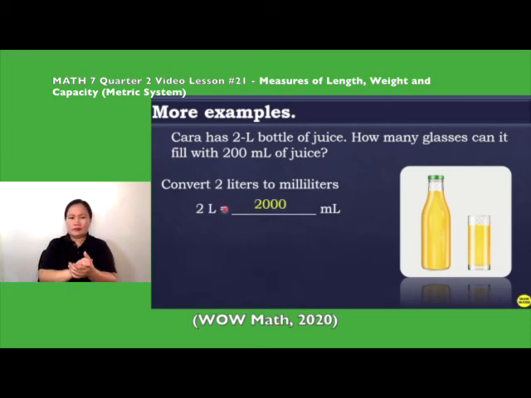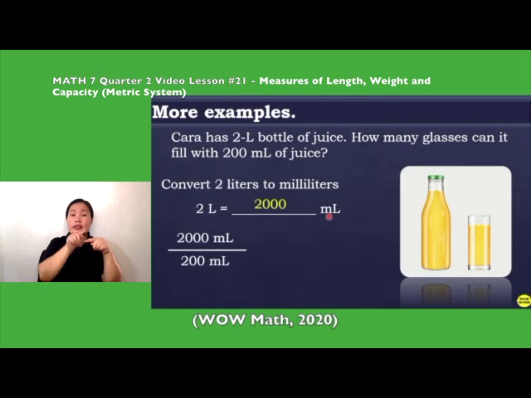So, therefore, that is 2,000. Why? Kasi from here, 3 moves, 1, 2, 3. So, therefore, 2 liters is equivalent to 2,000 milliliters. Okay. Now, na-convert na natin siya into milliliters. Pwede na natin siyang ma-identify kung ilang baso ang malalagyan na merong 200 milliliters. Paano gagawin? I-divide natin ngayon si 2,000 milliliters sa 200 milliliters.